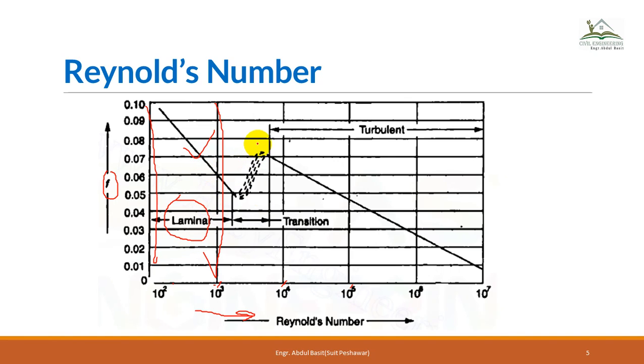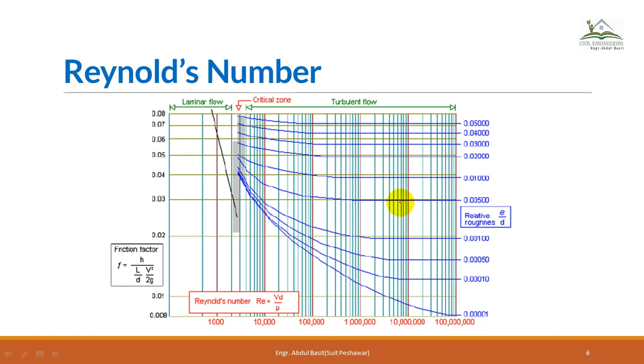And the flow which is in this zone, from here to here, is the transition zone. Then after the transition zone, the zone from here to here is the turbulent zone. So this is the simple representation. This is something I have taken from the internet, and the credit goes to Google.